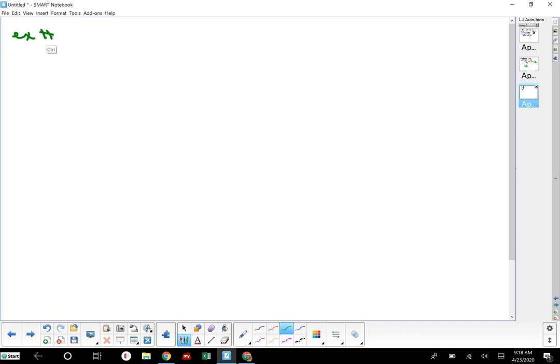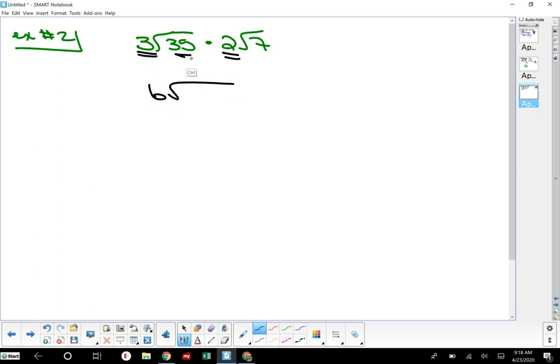Example number 2 looks like 3 rad 35 times 2 rad 7. All right, so we're going to multiply first. If you have coefficients, multiply them together. 3 times 2 is 6. And then I'm going to go 35 times 7, which is 245. So anything outside the radical gets multiplied together and put outside the radical. Anything under the radical gets multiplied and put underneath the radical.